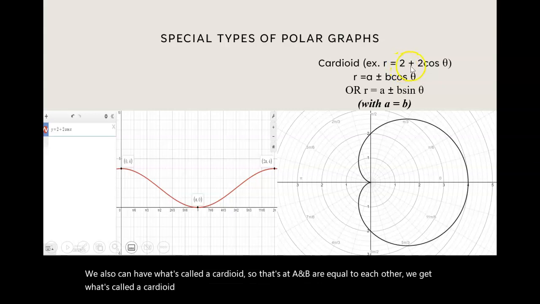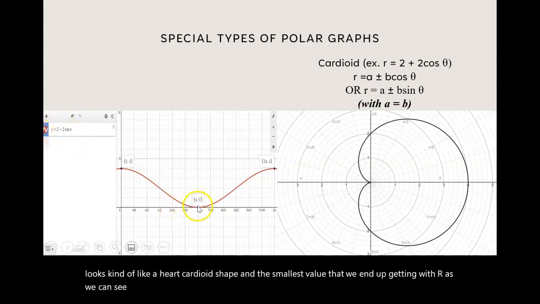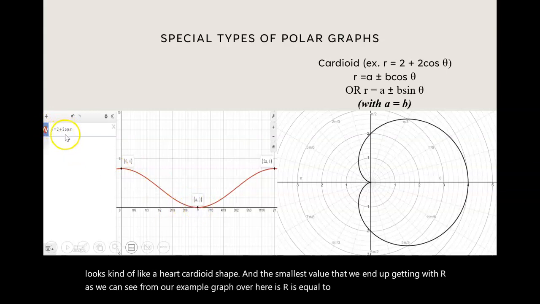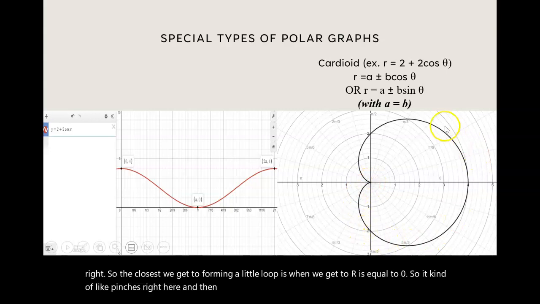So like r equals 2 plus 2 cosine theta. And the reason for that is you see it looks kind of like a heart, cardioid shape. And the smallest value that we end up getting with r, as we can see from our example graph over here, is r is equal to 0. So that's 2 plus 2 cosine x. All right, so the closest we get to forming a little loop is when we get to r is equal to 0. So it kind of pinches right here and then continues to graph positive r values.